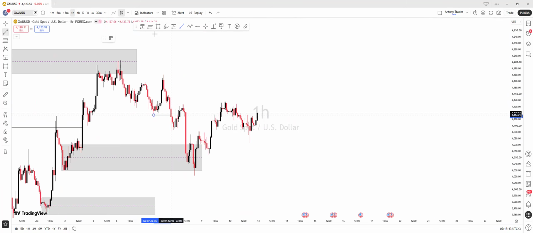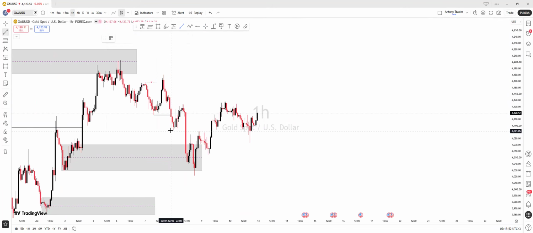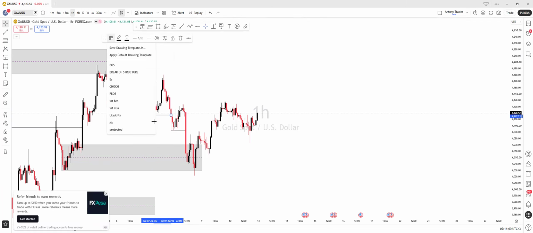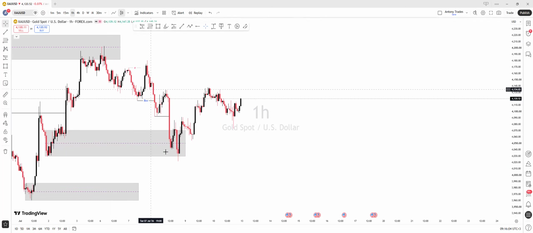That was my last strong BOS. Why is it a strong one? Because it swept this liquidity first. We cannot compare this BOS with this one. For this one, it swept liquidity. So these are strong internal BOS compared to this one. This one never swept any liquidity within the impulsive move.